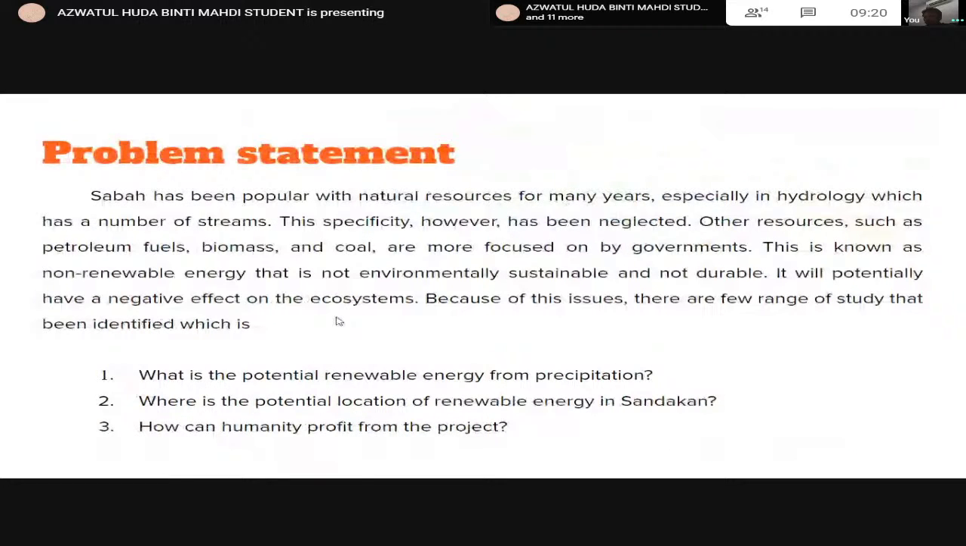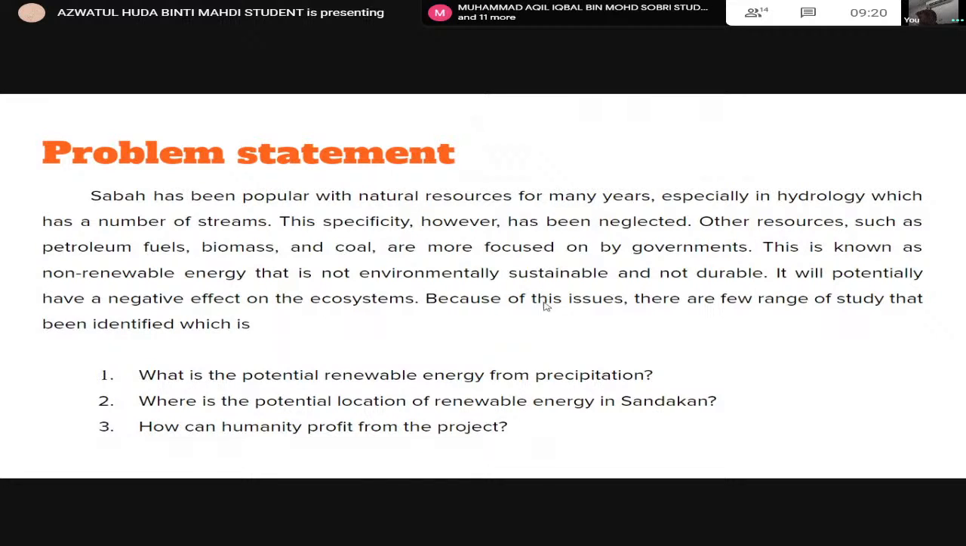Okay, Sabah has been popular with natural resources for many years, especially in hydrology, which has a number of streams. This specificity, however, has been neglected. Other resources such as petroleum fuels, biomass and coal are more focused on by the government. Okay, this is known as non-renewable energy that is not environmentally sustainable and not durable. It will potentially have a negative effect on the biosystem and the ecosystem.